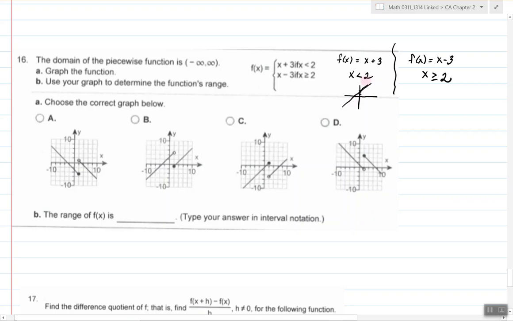But it's only when x is less than 2. So there would be a hole at 2, and it would be all of this part down here, and nothing up there. If I draw this one, 1, 2, 3, it's the same kind, it's a parallel line, but it's only valid when x is greater than 2.